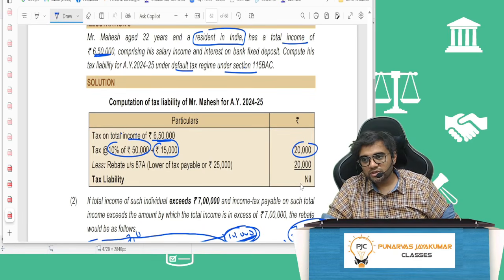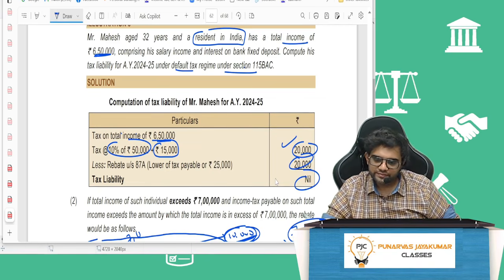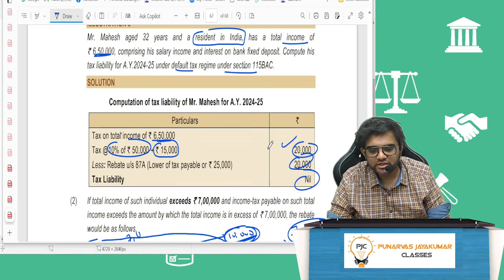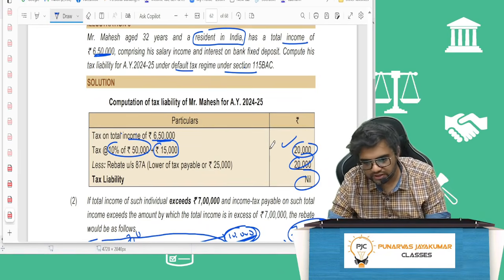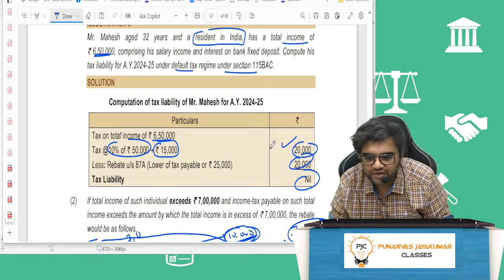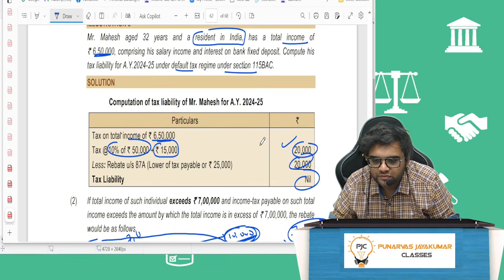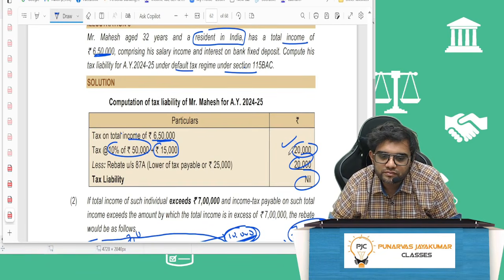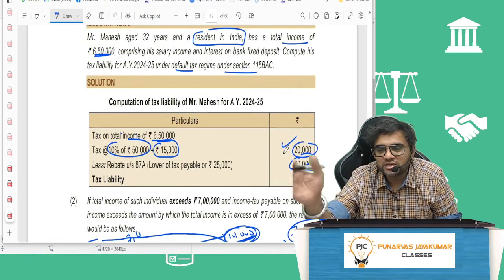Then rebate will be how much? 100% of the income tax or 25,000, whichever is less. So full 20,000 you will get. So it is nil. Tax liability will be nil. So tax on total income 6,50,000: tax at 10% of 50,000 plus 15,000, 20,000. Less rebate under section 87A, lower of tax payable or 25,000. So it will come to 20,000. Tax liability will be nil. This is easy. The old regime they'll not ask, leave it.